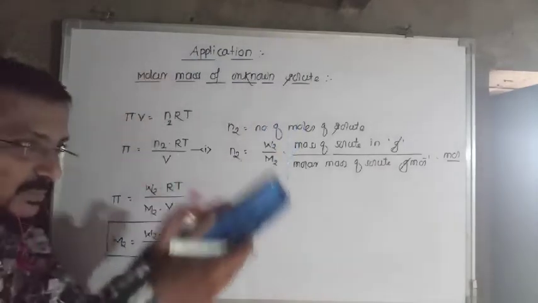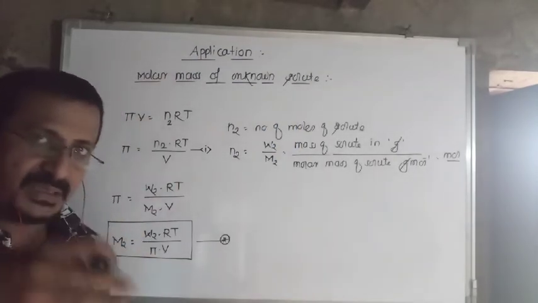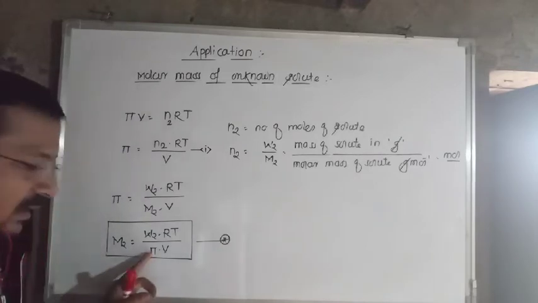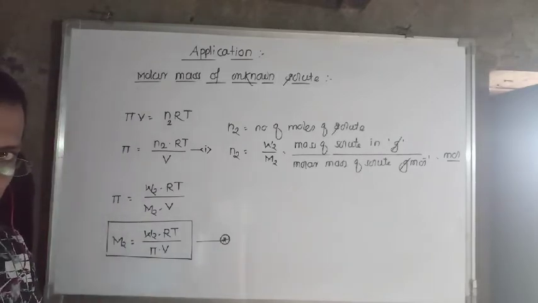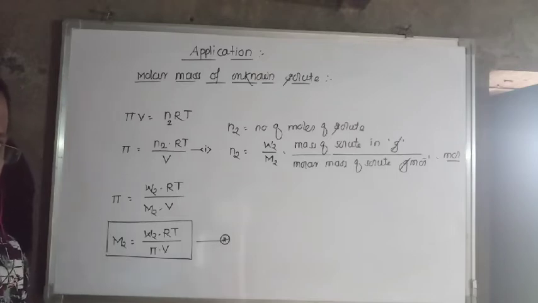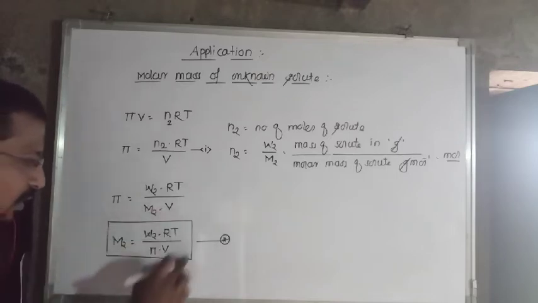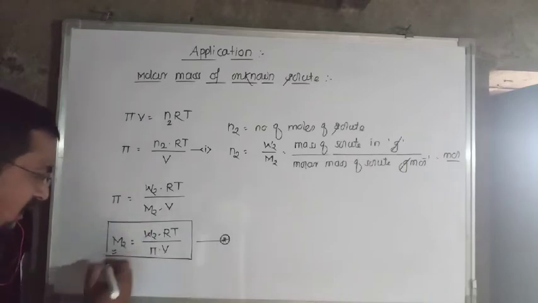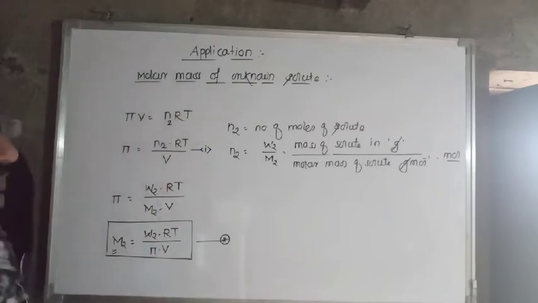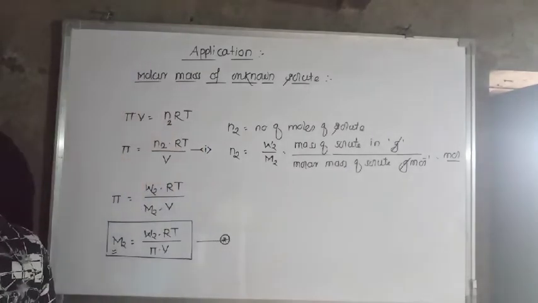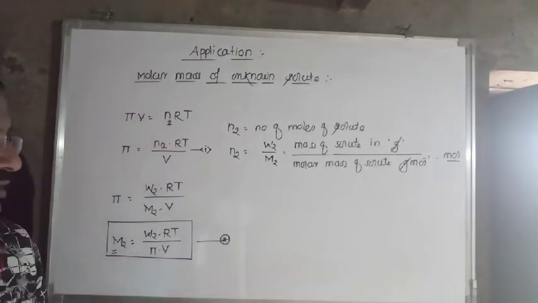While doing the osmotic pressure experiment, the temperature of the room or lab is fixed, isn't it? π is determined for that solution by using the apparatus or instruments used to determine osmotic pressure, and V is the total volume of solution. So if you know all these terms, one can calculate capital M2, the molar mass of the unknown solute. This is one of the most important applications.